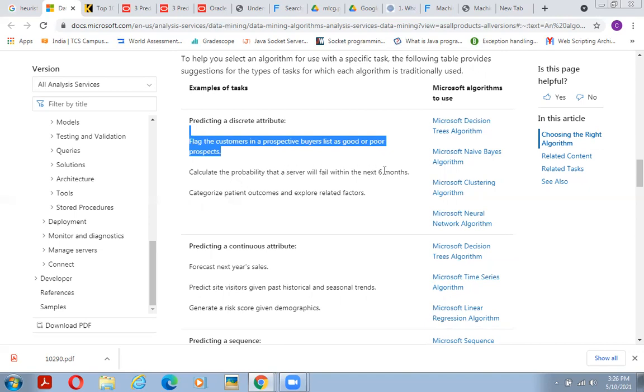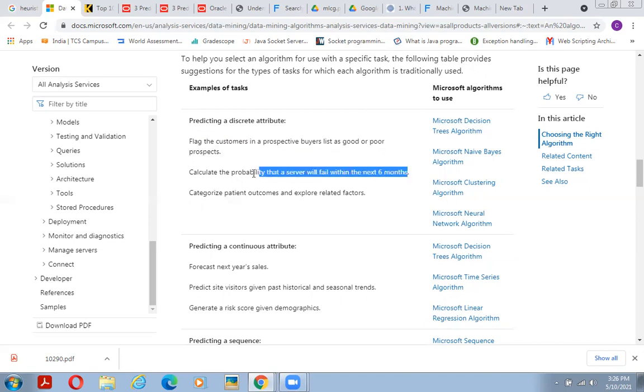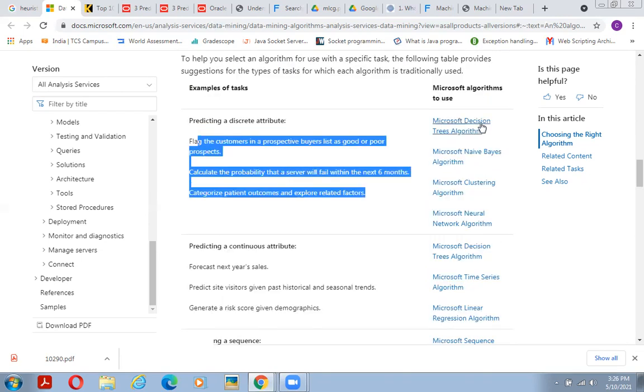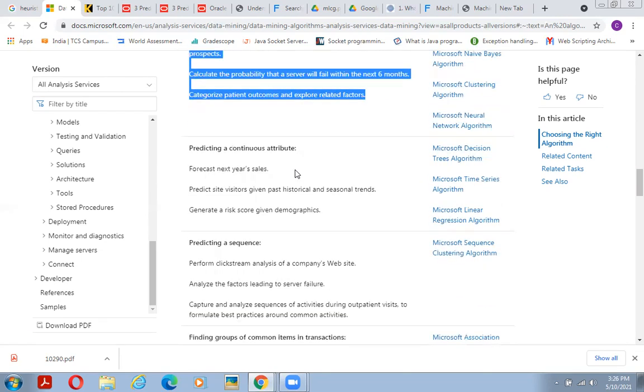Calculate the probability that a server will fail in the next 6 months or not. Categorizing the patient outcomes and exploring related factors. For this, we can use decision tree, naive Bayes, clustering algorithms, neural networks. Predicting a continuous attribute, we can have decision tree algorithm, time series algorithm, linear regression algorithms.